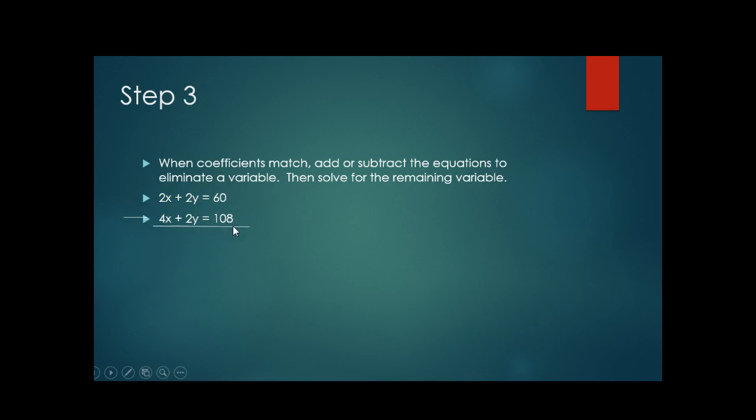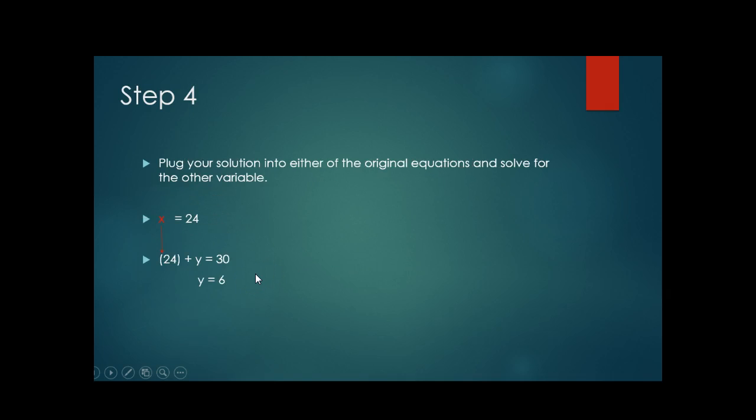So what you're going to do is either add or subtract. In this case, I'm going to subtract these two equations to come up with a new equation, and in the process, something's going to get eliminated. 2x minus 4x is negative 2x. 2 minus 2 is 0, and 60 minus 108 is negative 48. So now I've just got negative 2x is negative 48. Now I can solve for this remaining variable. Divide each side by negative 2, and you get 24. Then you have to do what you did in substitution, which is just plug that into one of the original equations. I like this one because it's a lot easier. 24 plus y equals 30, and so y equals 6.